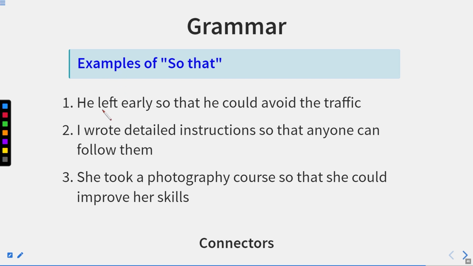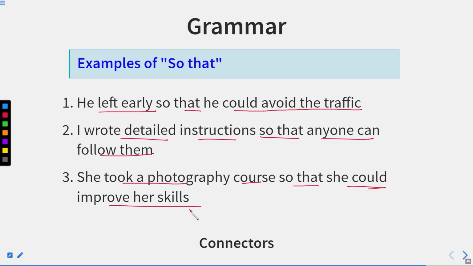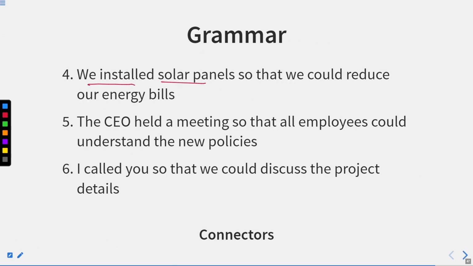He left early so that he could avoid the traffic. I wrote detailed instructions so that anyone can follow them. She took a photography course so that she could improve her skills. We installed solar panels so that we could reduce our energy bills. Installing solar panels is the action that we did, and the purpose behind this is that we could reduce our energy bills because we'll get the solar energy.